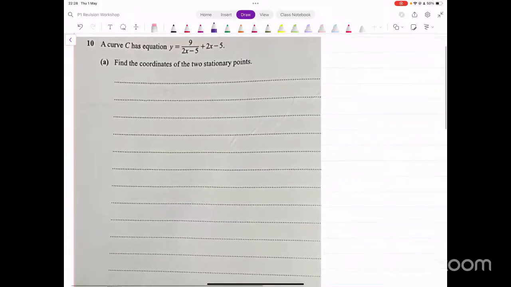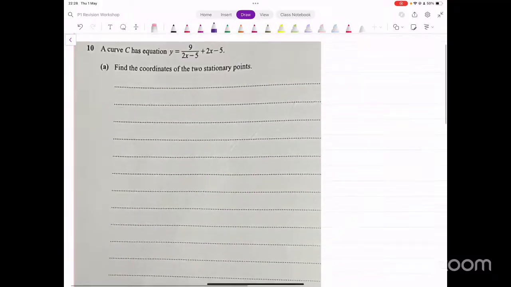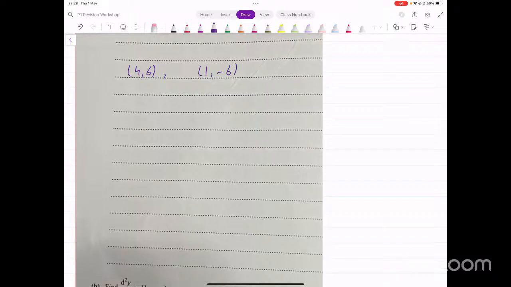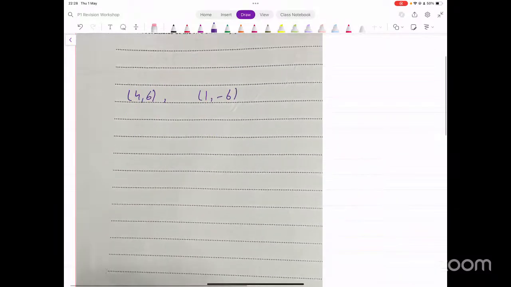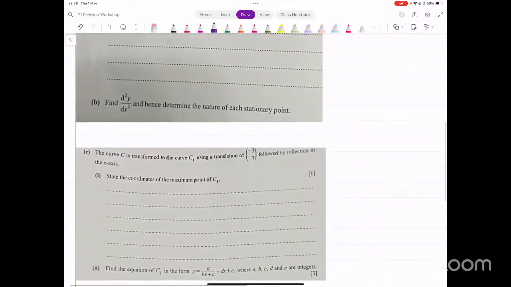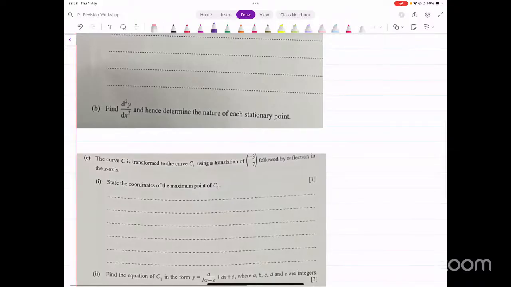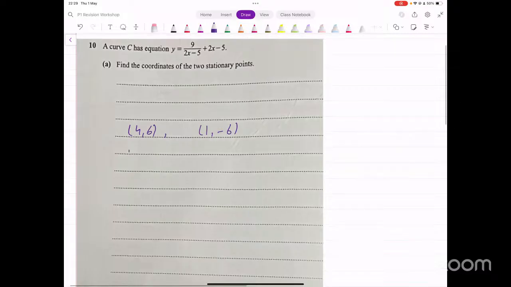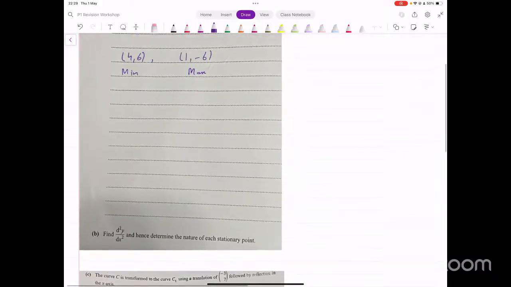Can you tell me the solutions from the previous part? The stationary points are (4, 6) and (1, -6). And which of them is maximum? Because they're talking about the maximum point, right? Tell both maximum and minimum, because we have a reflection here as well, so that might change. Which one is maximum? Which one is minimum? Okay, so (4, 6) you're saying is minimum and (1, -6) is a maximum. All right, so these are the two stationary points that we've got.